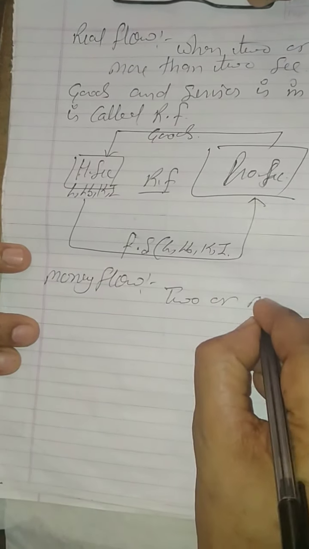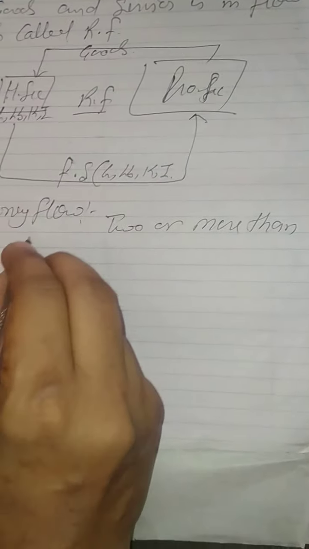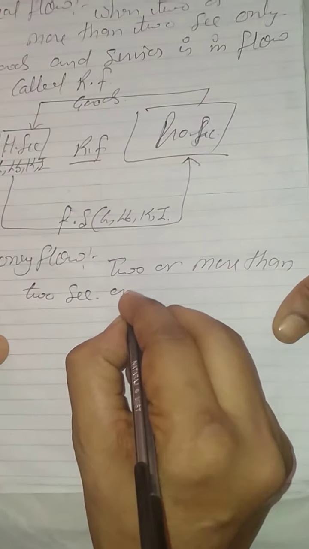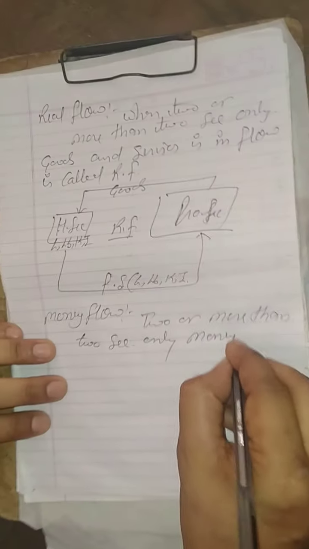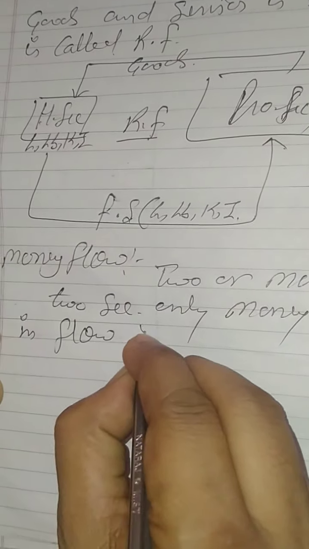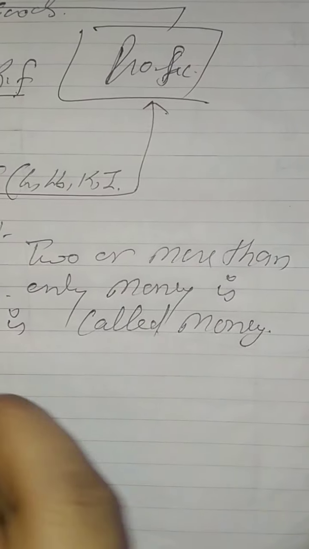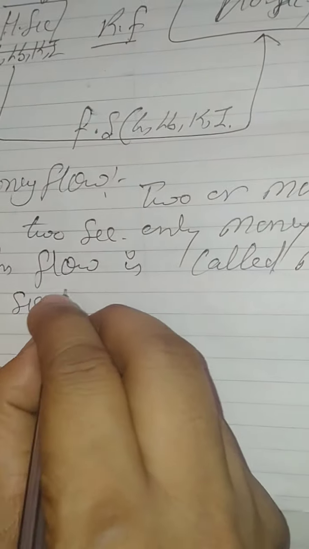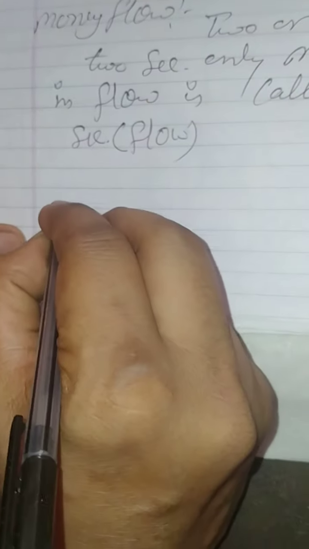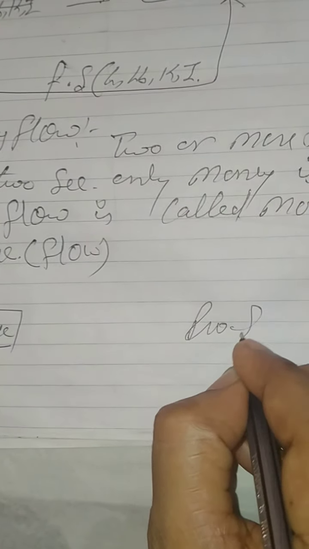Two or more than two sectors, only money is in flow, is called money flow. That's your household sector and that's your production sector.